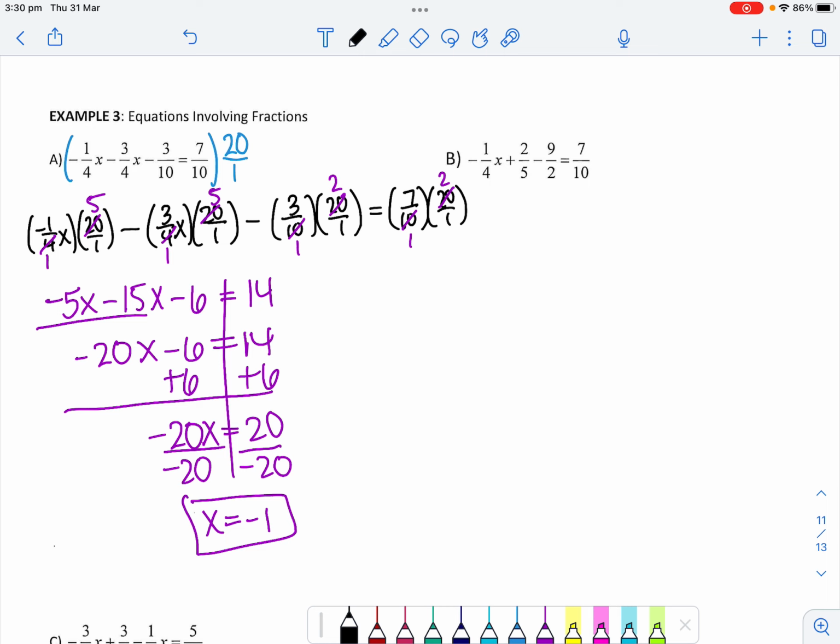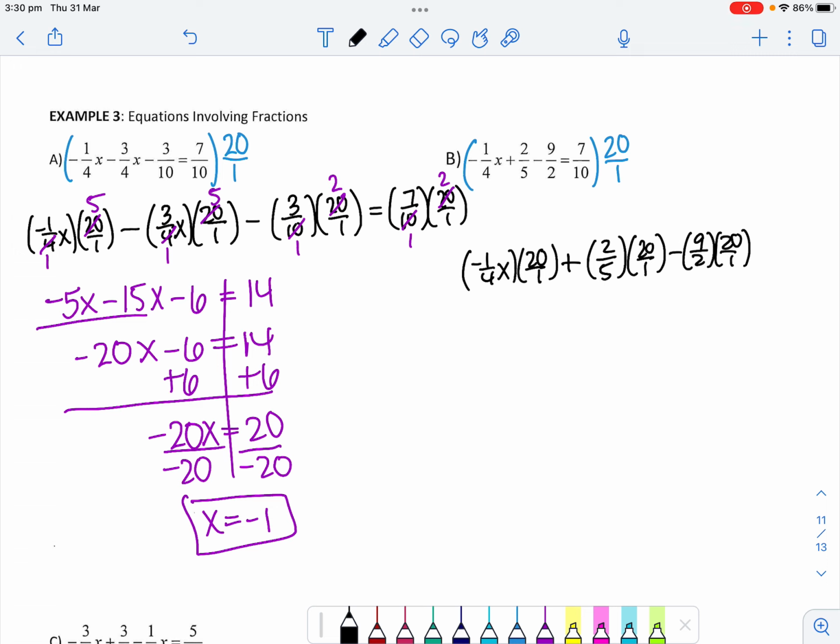I'm going to use the same number on part B. So I'm going to use 20 again because 4, 5, 2, and 10 all work with 20 over 1. So I'm going to have negative 1 over 4x times 20 over 1 plus 2 over 5 times 20 over 1 minus 9 over 2 times 20 over 1 equals 7 over 10 times 20 over 1.